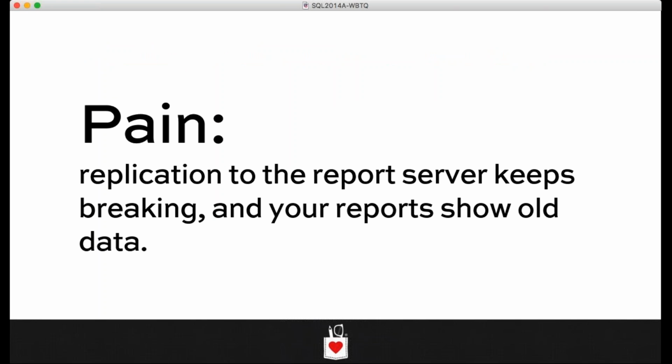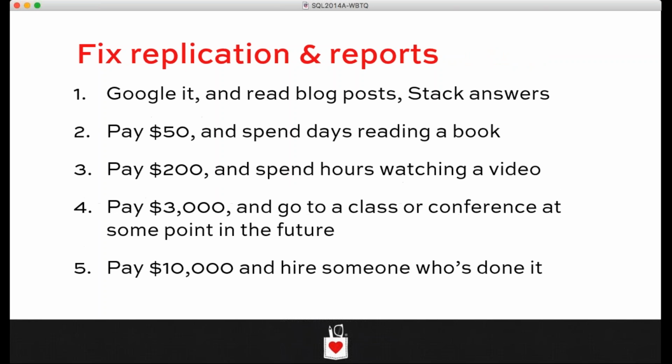Next up, the replication of the reports server keeps breaking, and your reports show old data. Your users are starting to get frustrated that whenever they're running analysis reports, these things are a day or 2 days behind. Then you have to go in and do manual labor in order to fix replication. Maybe you're taking another snapshot, reinitializing it from backup. Now how do you go about fixing that pain?